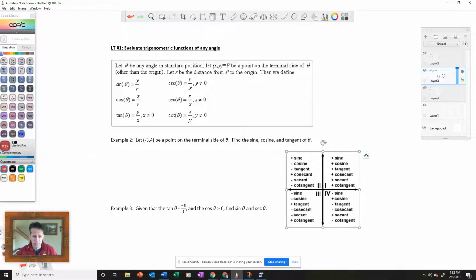So here's example number 2. Let the point negative 3, 4 be a point on the terminal side of theta. Find the sine, cosine, etc. All right, so again, I'm going to draw a little picture of it. You should always draw pictures for yourself until you get to the point that you're so good at visualizing this that you really don't need to, but we're not there yet. So negative 3, 4 is over here. 1, 2, 3, 1, 2, 3, 4. There's the point negative 3, 4. It's our point P, so to speak.